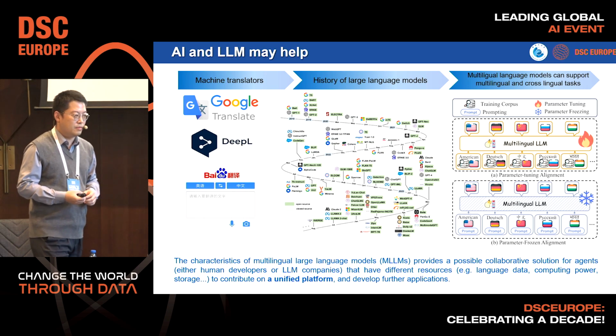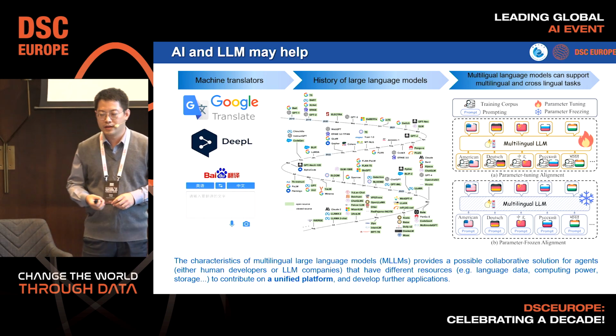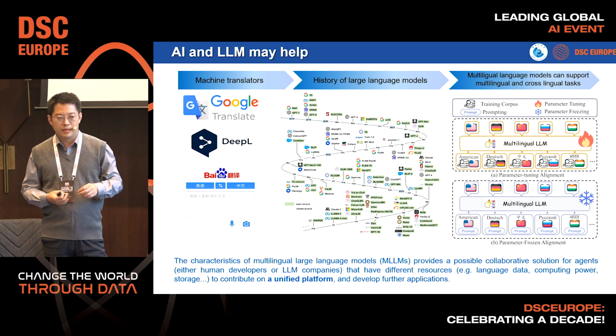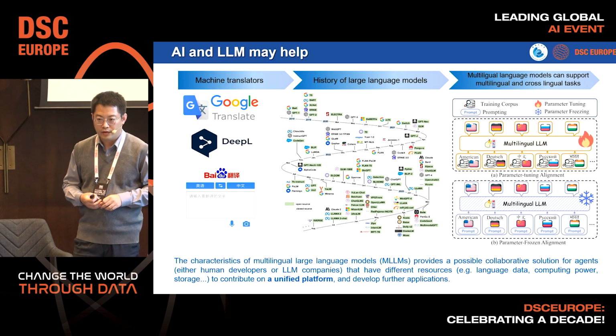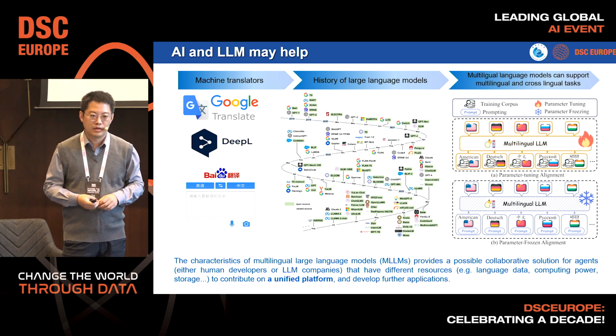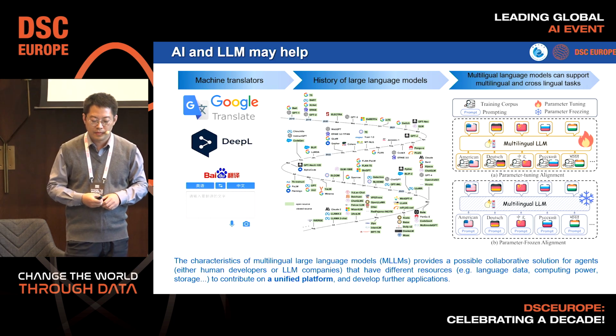As I just mentioned, many languages are on the brink of extinction. Some companies like Google, and also some companies in China like Baidu, have developed machine translators. Google may be one of the most famous ones. We can translate the Serbian language to the Chinese language in a very short time.